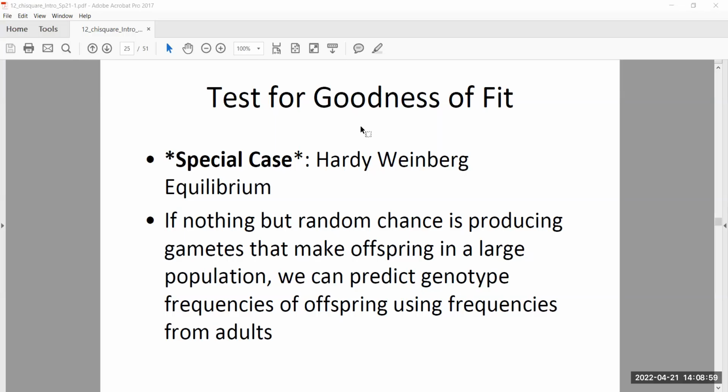All right, today I am going to walk you through an example of using the chi-square test for goodness of fit in a special case, something that is important in biology because it is going to be how we can tell if evolution is potentially happening in a population.